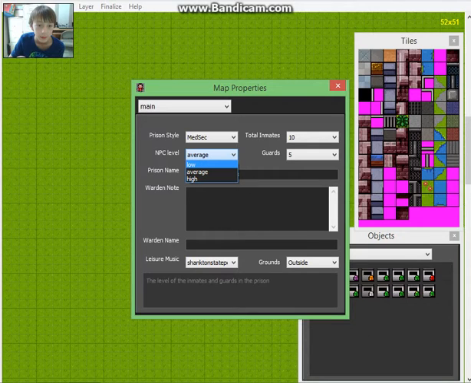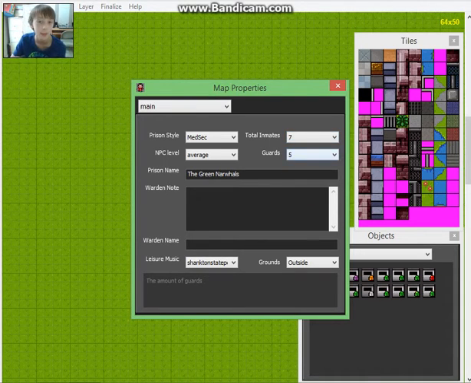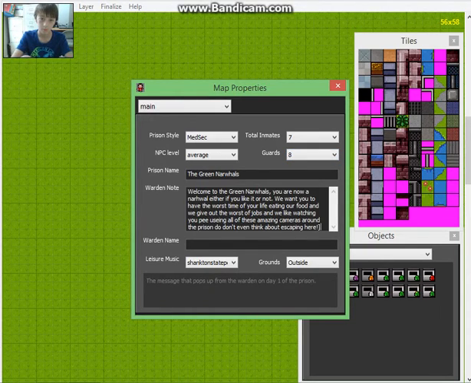I don't know what it means. Maybe it means how much they like you. I'm going to keep it at average. Total inmates: I'm going to have 7, including you, which would make 8. Guards, there should be 8. Warden note. Perfect. 10 out of 10.